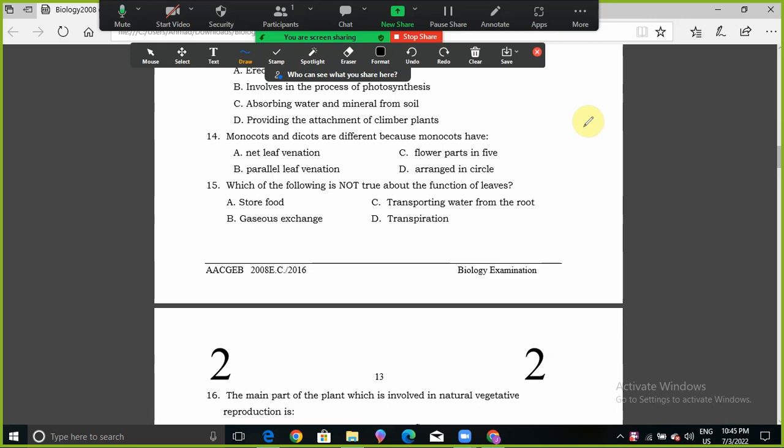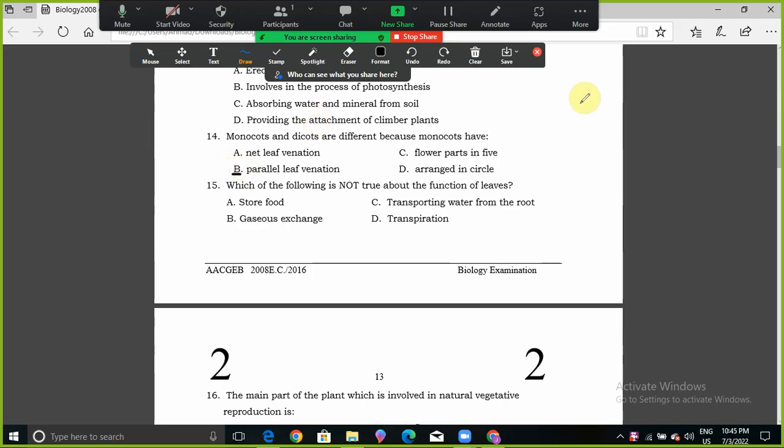Now, the question says monocots and dicots are different because monocots have what? Net leaf venation, parallel leaf venation, flower parts in 5, or arranged in circle. Flower parts in 5, arranged in circle, and net leaf venation are for dicots, but for monocots it is parallel leaf venation. So the correct answer for question number 14 is B.